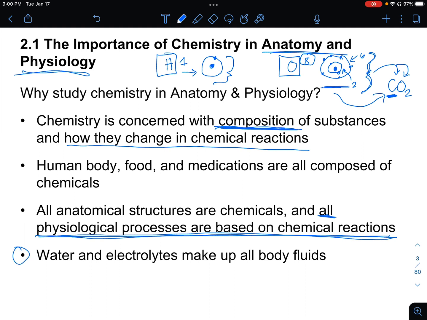And then lastly, water and electrolytes make up all of our body fluids. So water being H2O. Here we already have our hydrogen in play and our oxygen once again. So we have a double atom. We have two atoms of hydrogen having a single electron, while we have one atom of oxygen having 8 electrons. But knowing the structure of them is going to help us understand how they are reacting.